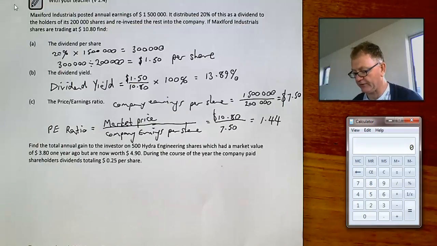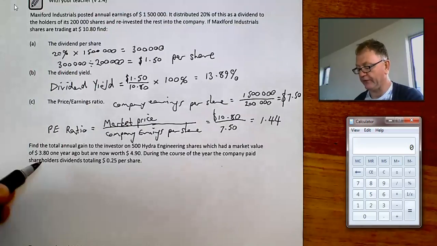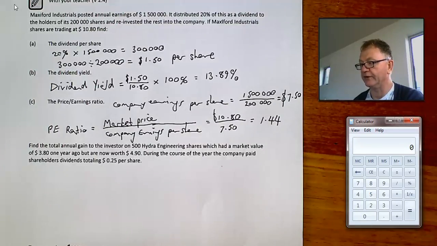Next question asks us to work out how much an investor gains by having a certain number of shares. Now remember that a shareholder can earn money in two ways. The first way that you can earn money out of shares is by getting dividends from the company. The second way you can earn money is if the value of the shares increases. Now in this case, the investor had the shares for a whole year, he bought them for $3.80 and he sold them for $4.90. So he's going to gain on selling his shares because they're going to sell for more than he bought them for.